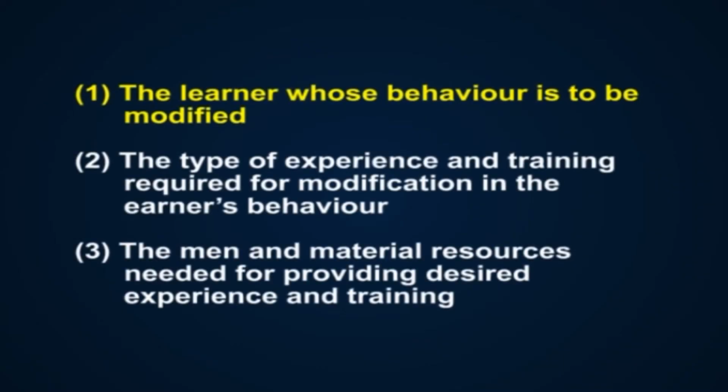Learning is a systematic, relatively permanent change in behavior of the learner that occurs through experience. An examination of this definition may reveal that the learning process is centered around three elements, namely the learner whose behavior is to be modified, the type of experience and training required for modification in the learner's behavior, and the men and material resources needed for providing desired experience and training.